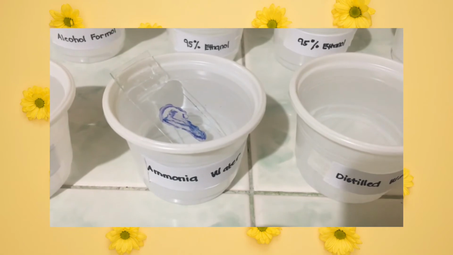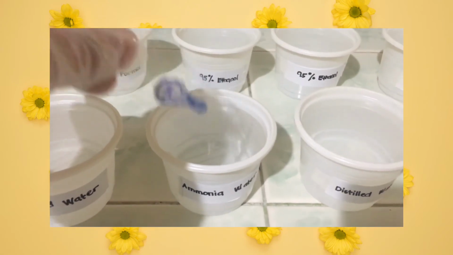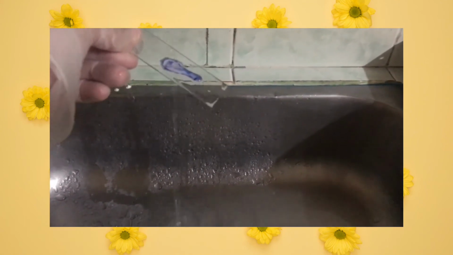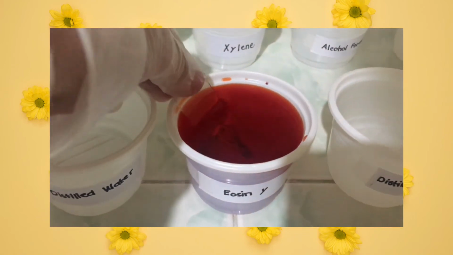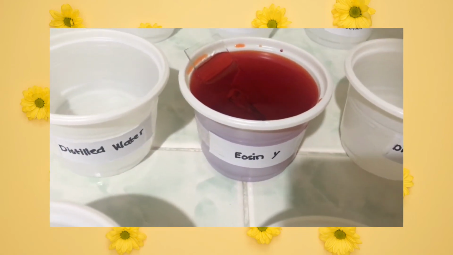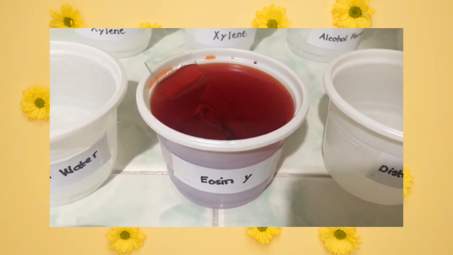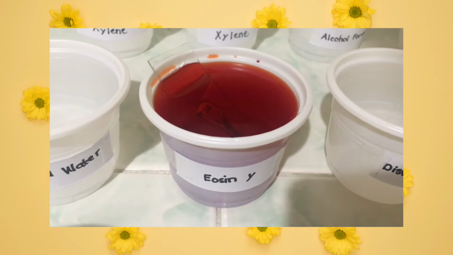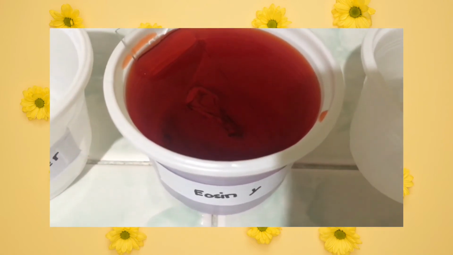the tissue will turn blue. Then, rinse it again with water. After rinsing, drain the excess water on paper towels. For step 8, stain the slide with eosin Y for about 1.5 to 3 minutes. Then, drain the excess stain and rinse it with water. After that, drain the excess water on paper towels.